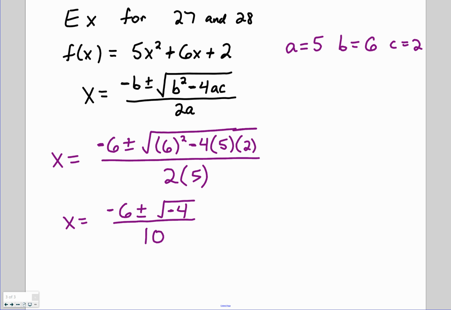Now, what do I need to have here if I have the square root of a negative number? You need the letter i. So I'm going to write, let's go up here. x equals negative 6 plus or minus. Now we know the square root of 4. What is the square root of 4? It's 2, but it's not the square root of 4. It's the square root of negative 4. So we need to put 2i.